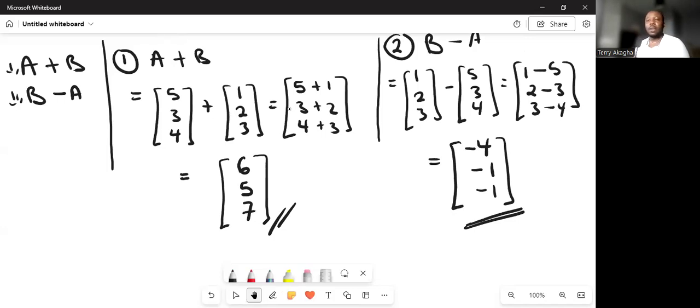But the next method, I'm going to go to the next video, which will be the head to tail method. Some textbooks call it the triangle method.